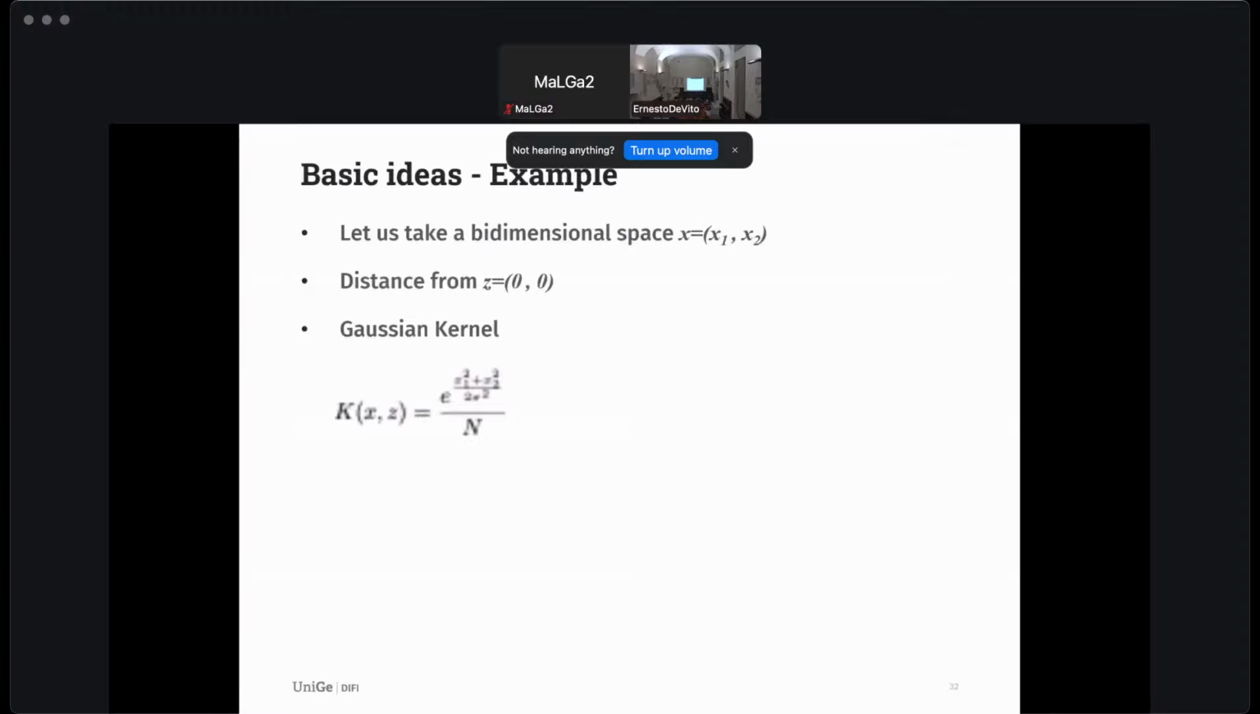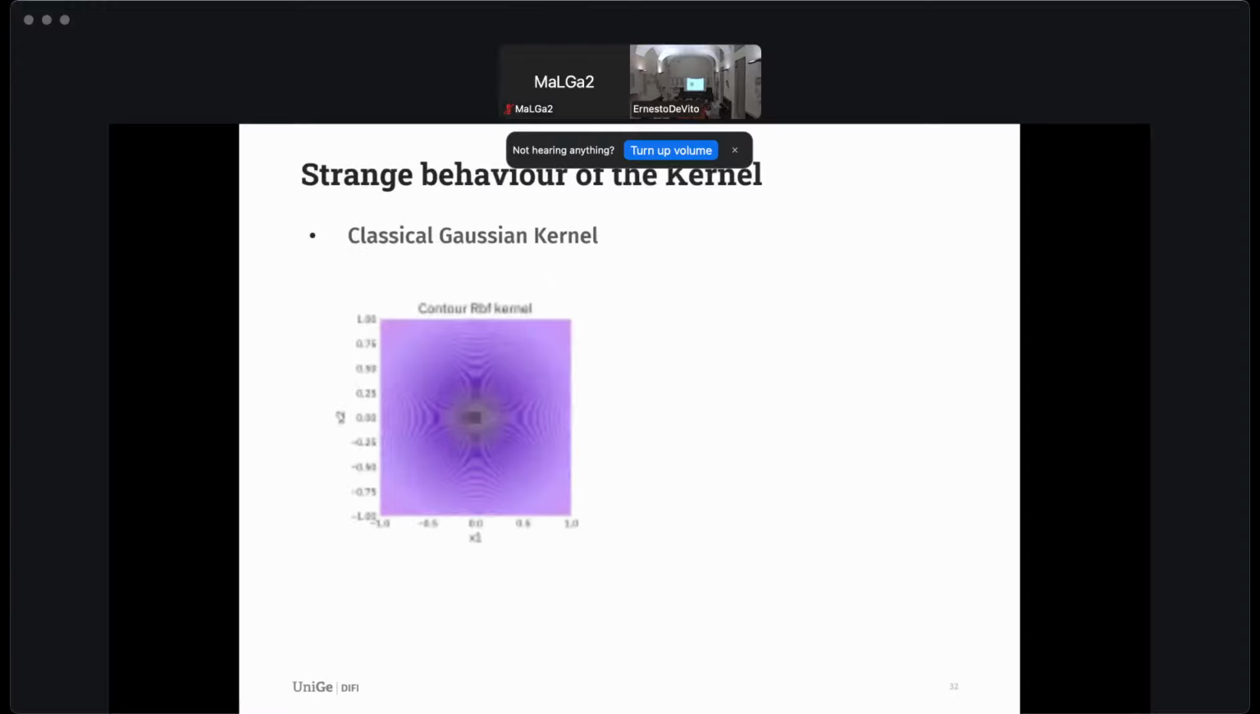So, suppose now I want to show you an example that has been done by Samuele in his master thesis. Suppose that you have a bidimensional space, so you have only information about x1 and x2, and you take as a reference a point that is 0, 0. So you can think of your Gaussian kernel as a Gaussian function that depends on x. This is x1, this is x2 squared. If you represent the distance between your point 0, 0 and the point x1, x2.